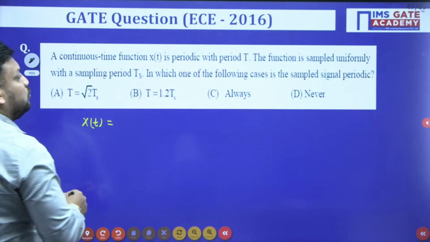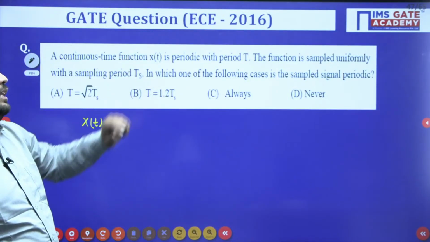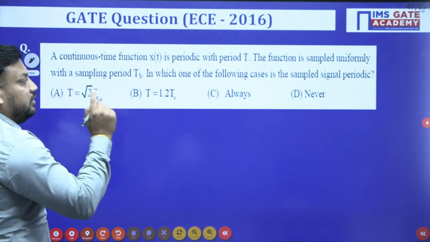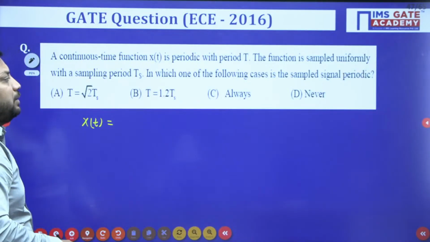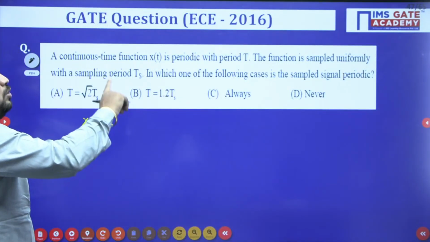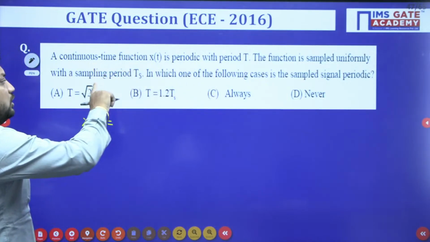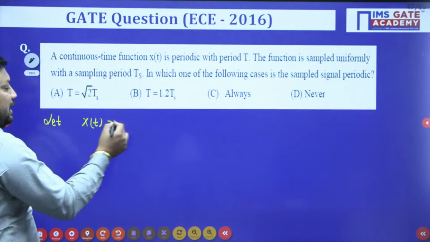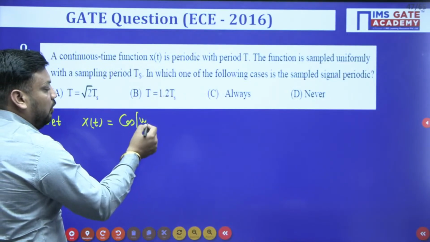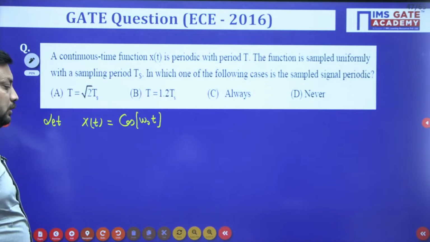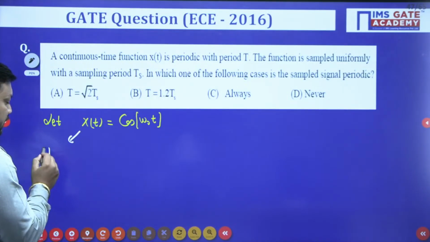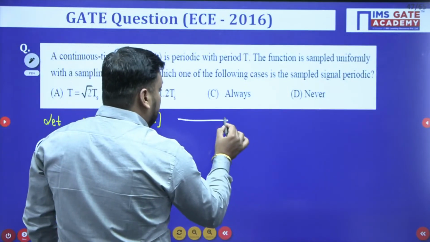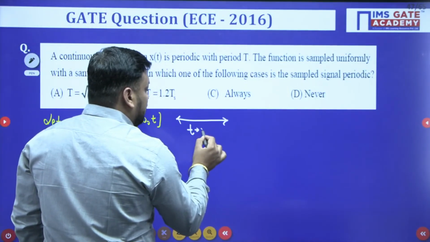So here, student, x(t) is a periodic signal with the fundamental time period capital T. It means x(t) satisfies the condition x(t) = x(t ± T), and I have to perform sampling through the sampling period Ts. So let me take a continuous time signal x(t) as cos(ω0 t), where capital T is the fundamental time period for the continuous time domain signal. If I perform sampling guys, I have to replace t with nTs here.